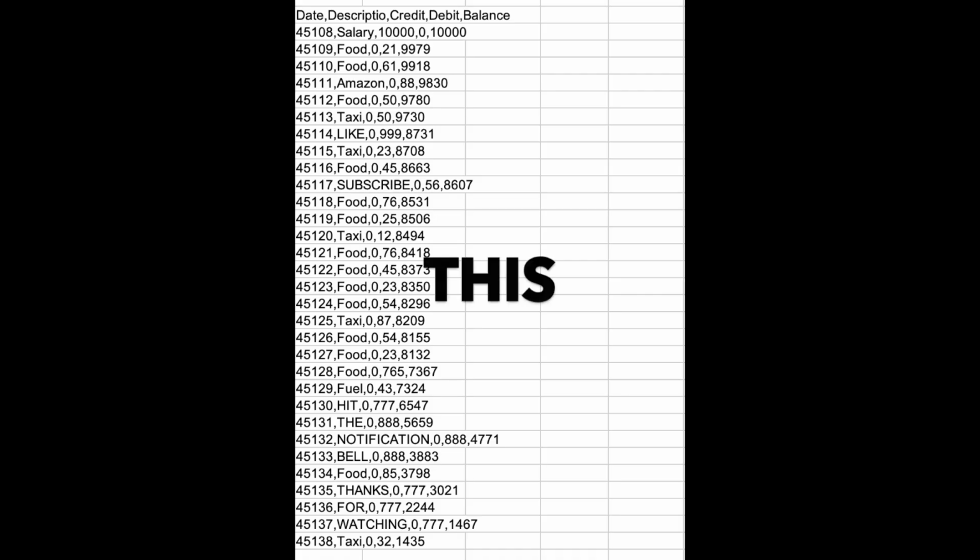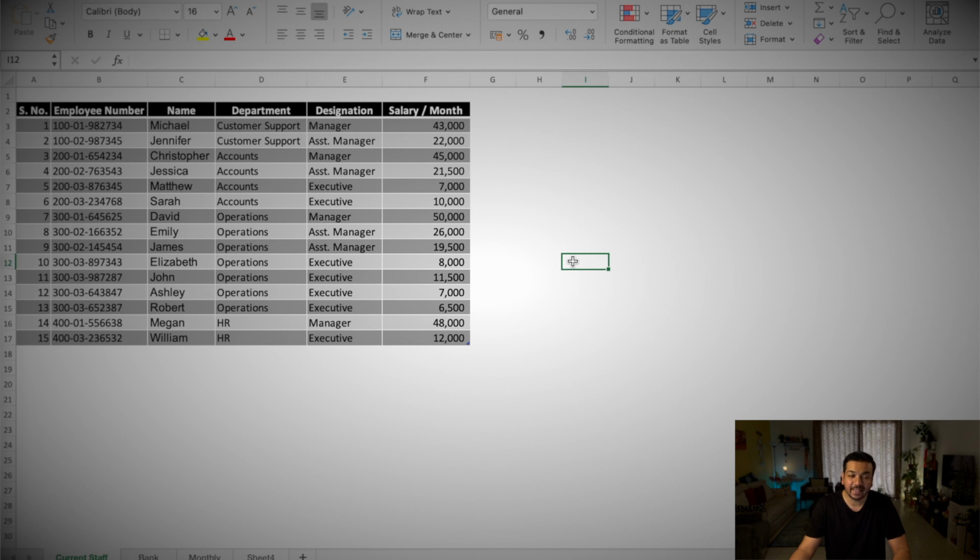What if you need this to become this? As an example, let's say in this Excel sheet, the employee number column may look like a bunch of random numbers, but the 100 in the first employee number denotes a department. So all of the employees in the customer support department have employee numbers starting with 100. Let's say the 01 and the 02 that you see in between right here may denote the designation. So all 01 employees are managers, all 02 employees are assistant managers, and all 03 employees are executives.